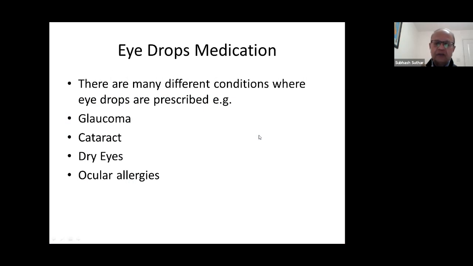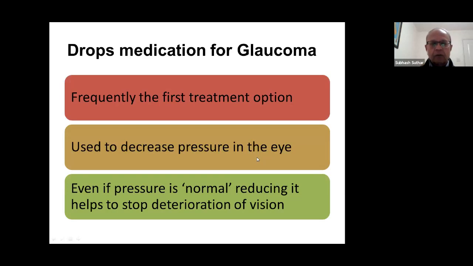Now, eye drops medication, there are many different conditions where eye drops are prescribed. For example, glaucoma, cataract, dry eyes, and ocular allergies. Now, drops medication for glaucoma, which is the most prevalent form of preventable vision loss condition, they are frequently the first line of treatment options. They are used to decrease the pressure in the eye, and even if the pressure is normal in some patients, it is important to reduce it to help stop the deterioration of the vision.